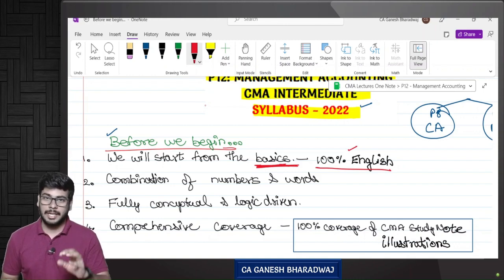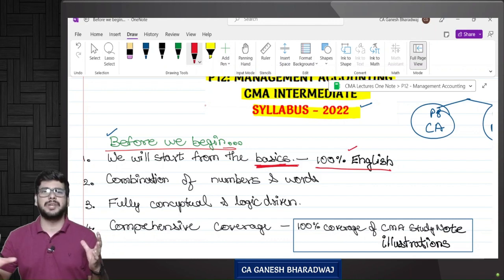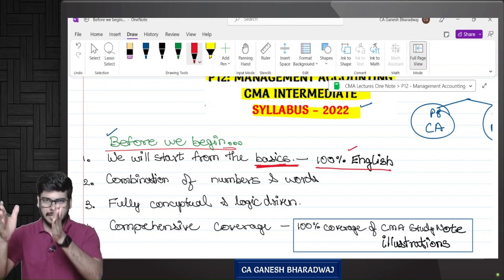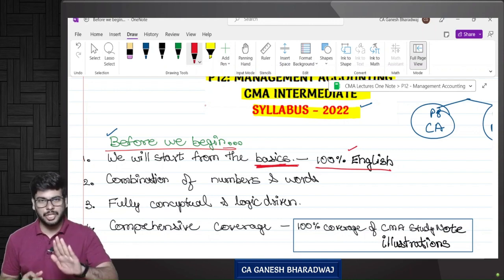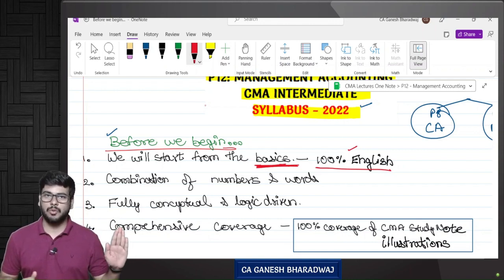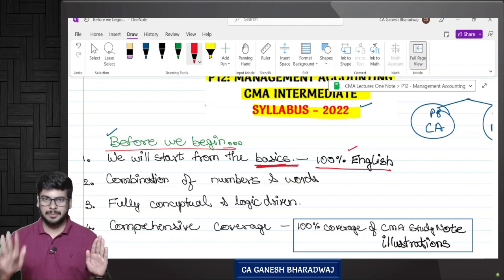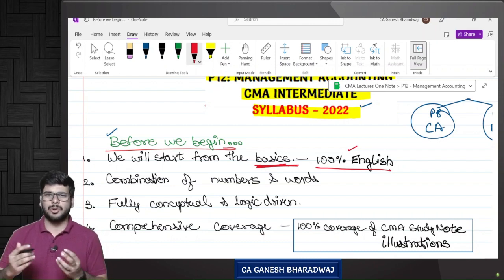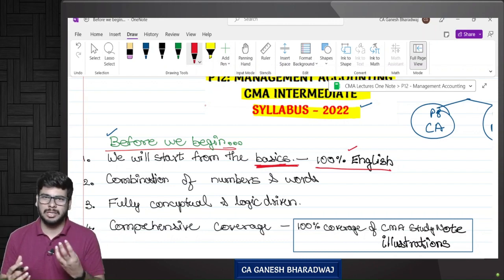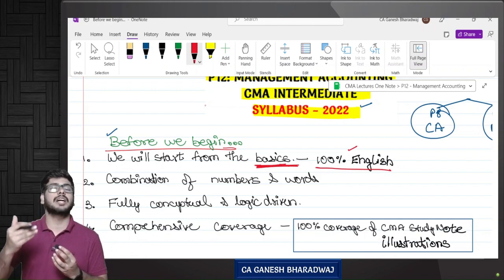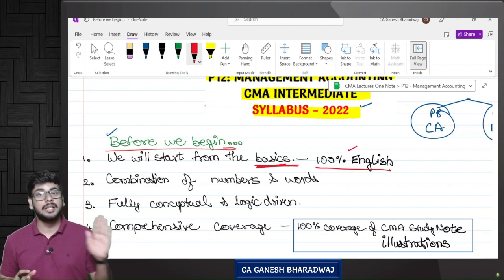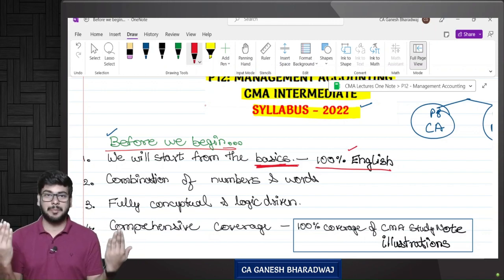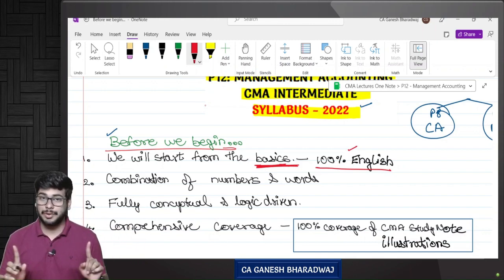3 chapters that are there in your paper 8 cost accounting are appearing exactly the same, copy paste, in this particular subject, paper 12 management accounting. So 3 chapters of your cost accounting are there in management accounting. Of course, apart from what you have in cost accounting, in each of these chapters certain advanced level concepts are also there. But there are 3 chapters that are straight away present in both the papers. So with single preparation you can finish both.